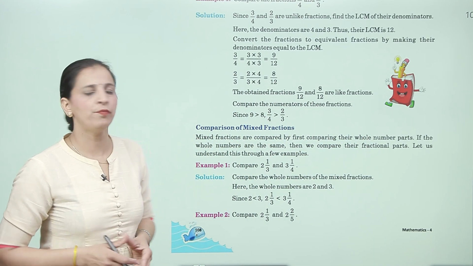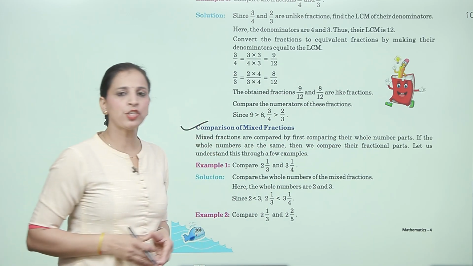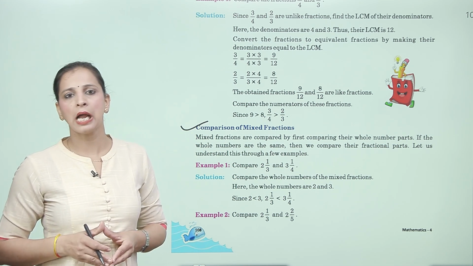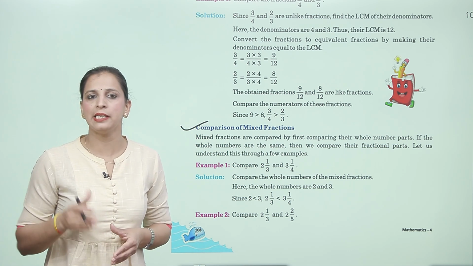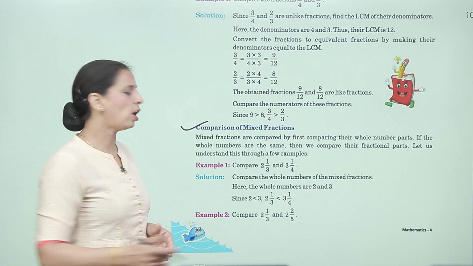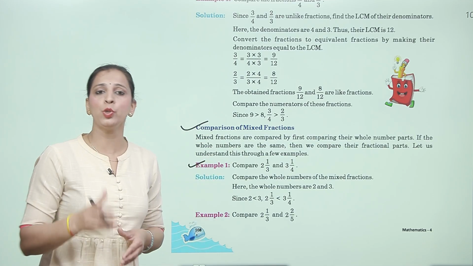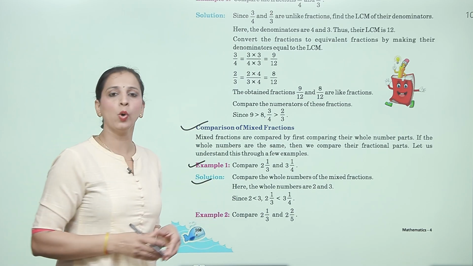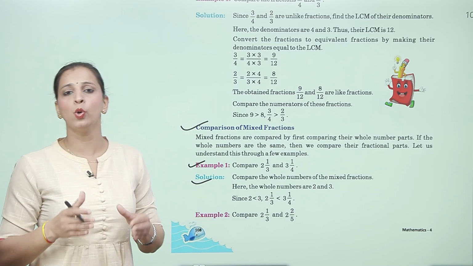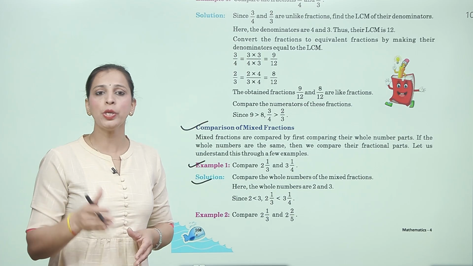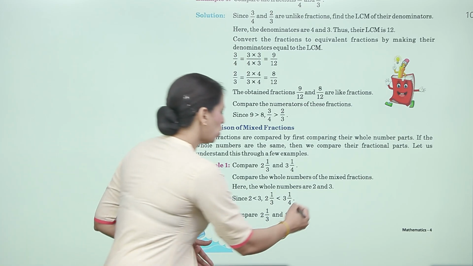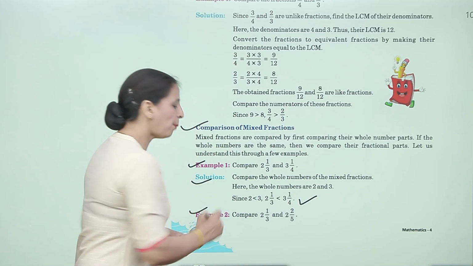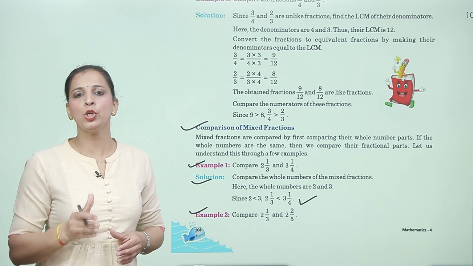Now, comparison of mixed fractions. Mixed fractions are compared by first comparing the whole numbers. If the whole numbers are the same, then compare their fractional part. Let us understand this through a few examples. Example 1, compare 2 and 1 by 3 and 3 and 1 by 4. Now solution, compare the whole numbers of the mixed fractions. Here the whole numbers are 2 and 3. Since 2 is less than 3, so 2 and 1 by 3 is less than 3 and 1 by 4. Now example 2, compare 2 and 1 by 3 and 2 and 2 by 5.